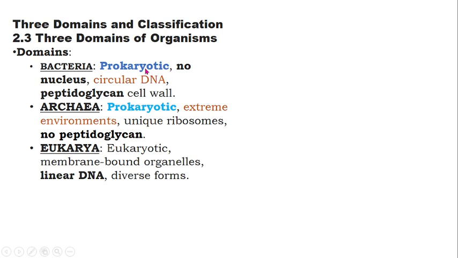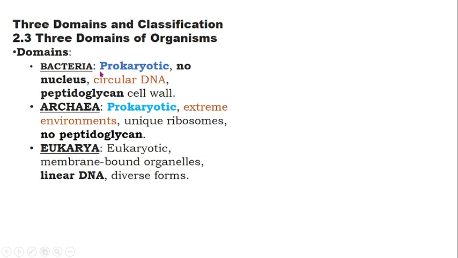When we say prokaryote, usually there is no nucleus, and their DNA is circular. Here is the difference between bacteria and eukarya: bacterial DNA is circular, but in eukarya the DNA is linear. You see this difference? You should keep it and memorize it, because this is where multiple choice questions come from. So you should memorize this.